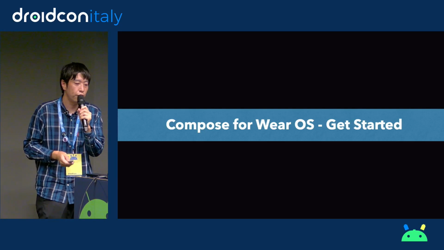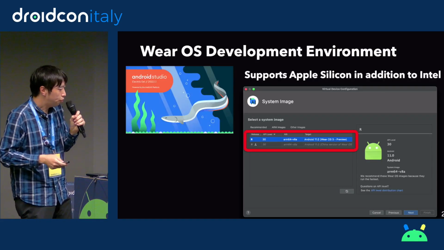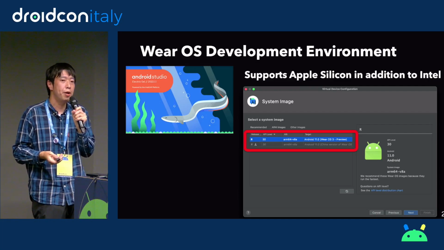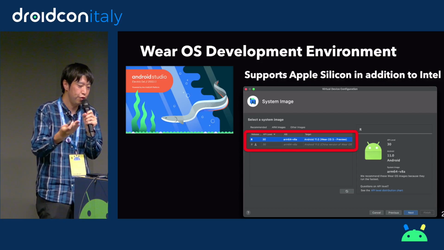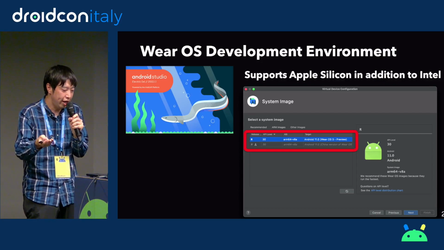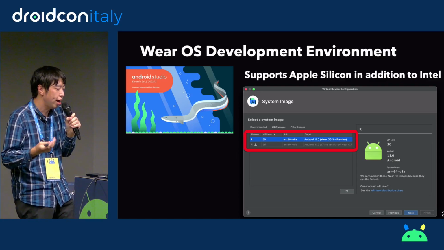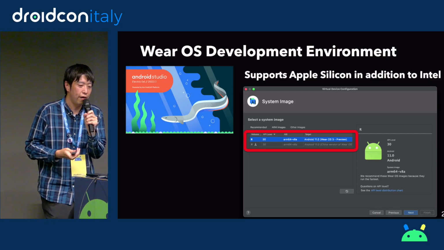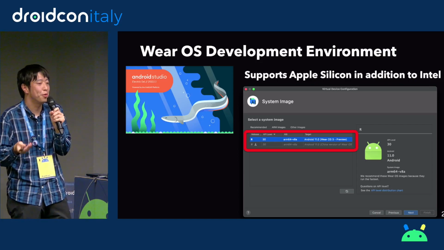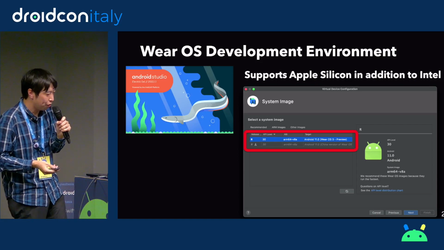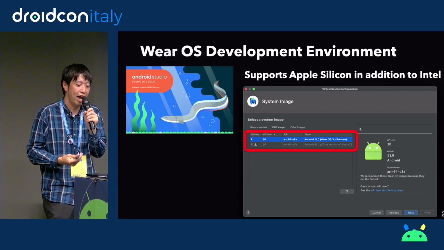How to get started with Compose for Wear OS. At first, about the Wear OS development environment. For Android Studio, in my opinion, I recommend using Android Studio Electric Eel. It's because it has an attractive feature for developing Wear OS apps. And it's now in beta version. But if you prefer a more stable version, Dolphin is also okay. But if you want to try some more advanced features, try Flamingo.